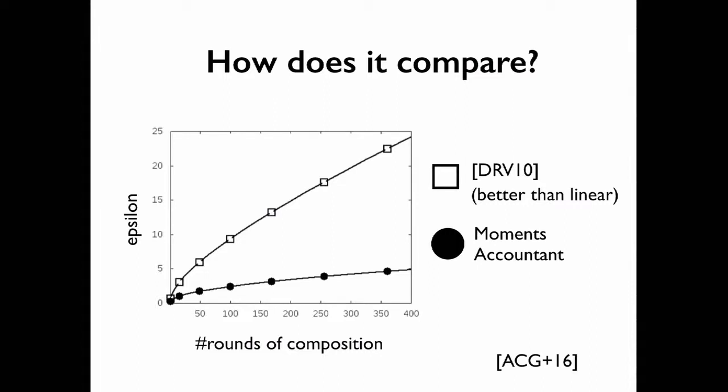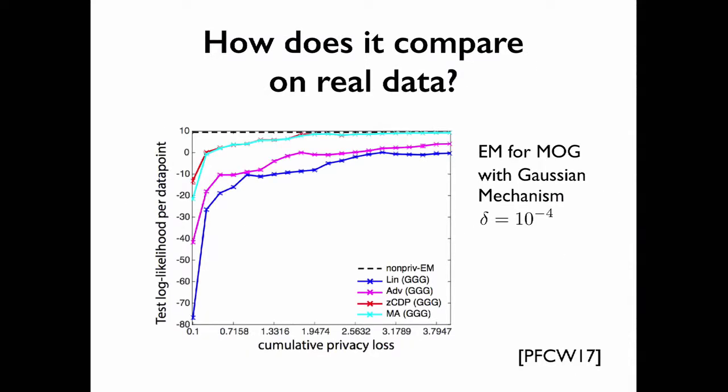Okay? Now, the next question is, how is it going to do on real data? Here is an example from Park, Foulds, Chaudhuri, and Welling in 2017. What you are looking at here is test log likelihood per data point as a function of epsilon for expectation maximization for mixtures of Gaussians. And here, each of the parameters was perturbed using the Gaussian mechanism.